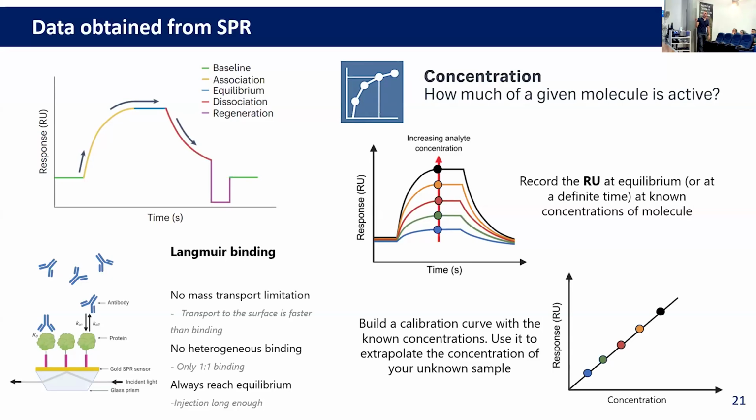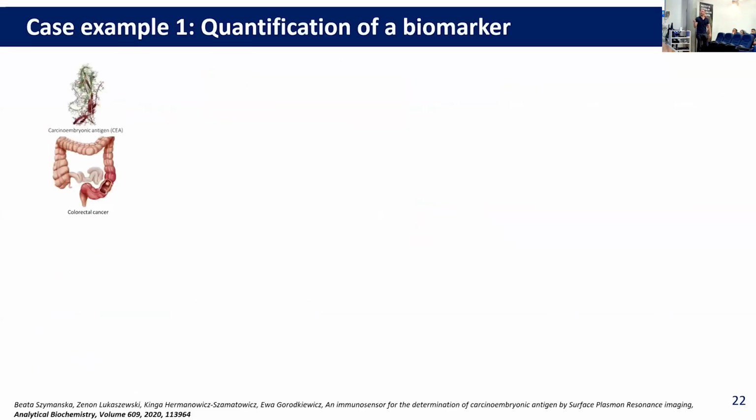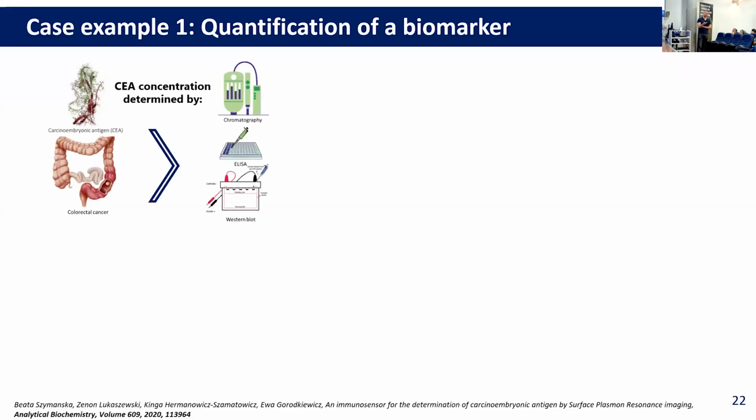Let's see an example of this phenomenon. For example, in this publication in here, these researchers were trying to implement a fast and reliable way to calculate the concentration of carcinoembryonic antigen. It's a kind of antigen that is very present in colorectal cancer. Traditionally, they calculate the concentration in samples from patients with colon cancer with other techniques such as chromatography, ELISA, Western blot.